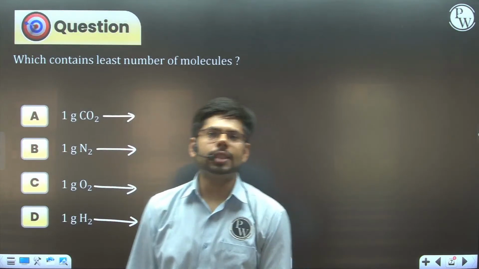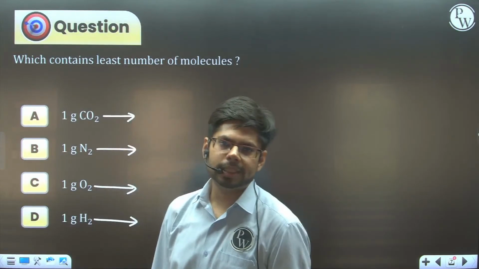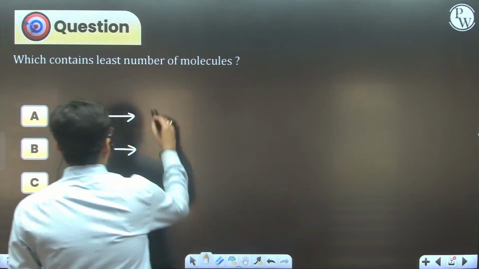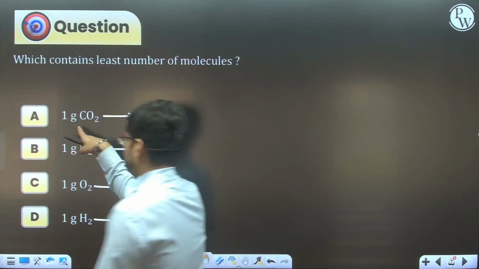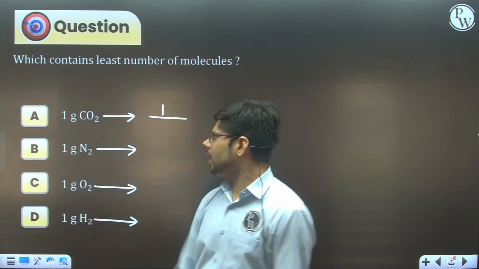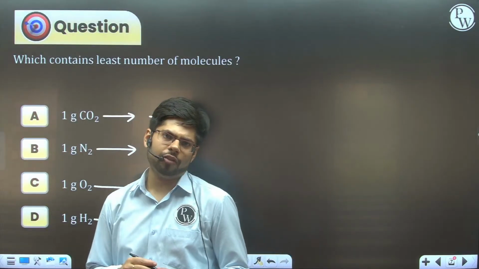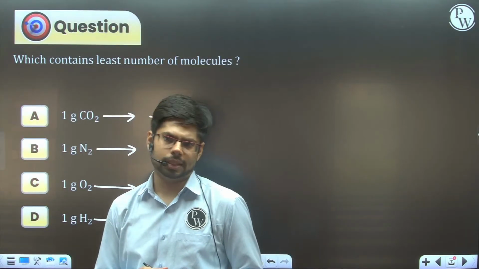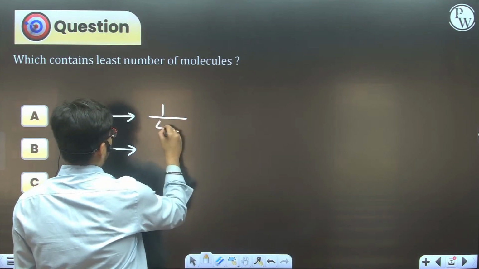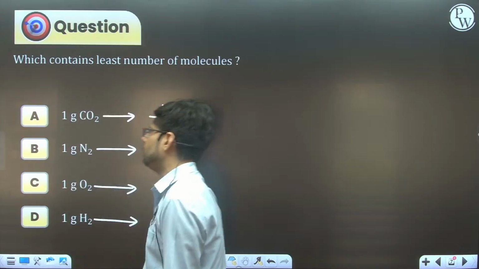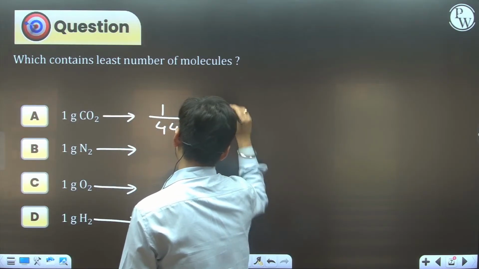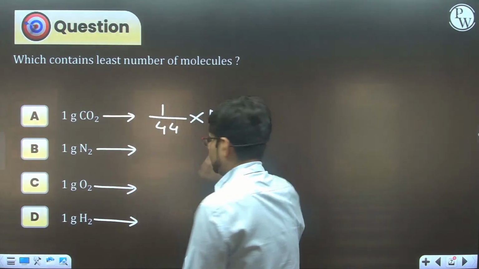Number of molecules is equal to number of moles multiplied by Avogadro's number. So, for the first one, what is the number of moles in 1 gram of CO2? We have discussed the formula. 1 gram of CO2 means 1 upon 44 moles, because moles is grams by molar mass. Molar mass of CO2 will be 44 grams per mole. So 1 by 44 is the number of moles of CO2. If I multiply this by Na, that is Avogadro's number, this will give me the exact number of molecules.